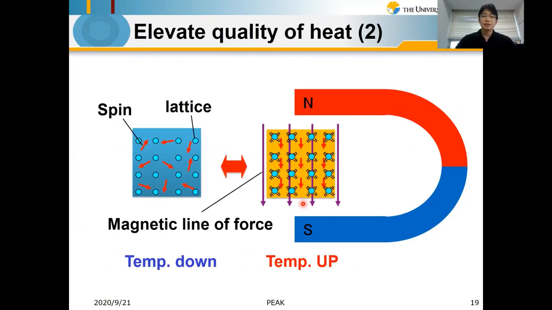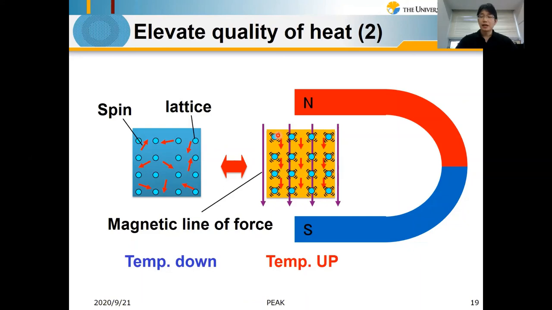And also, by using a magnet and magnetic materials, a heat pump system can be created. Magnetic material has a spin and a lattice. When a magnetic field created by a magnet is applied, the spins of the magnetic materials become the same direction like this. And this change shakes the lattice and the temperature increases. By using this system, it works as a heat pump.